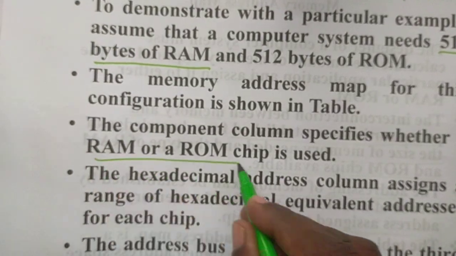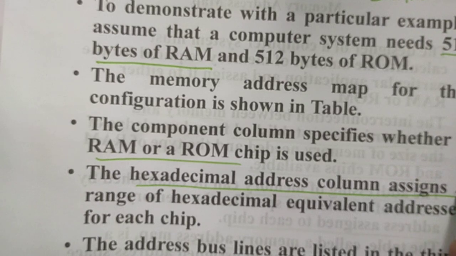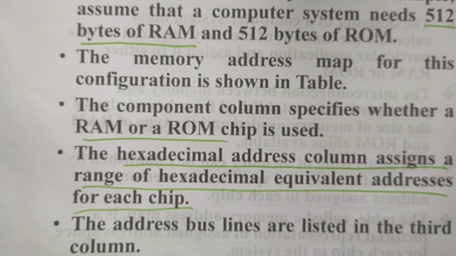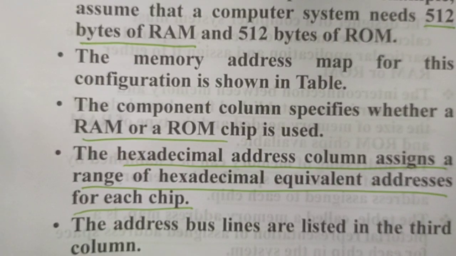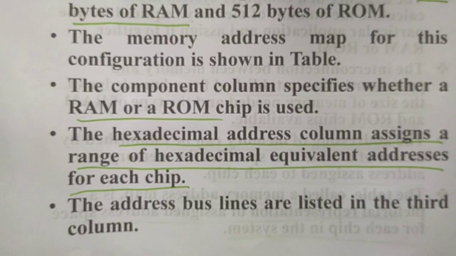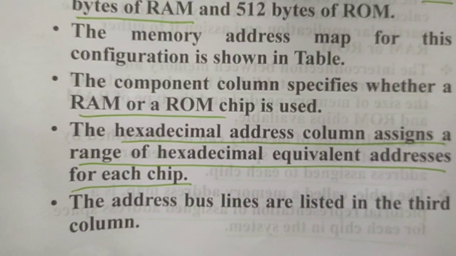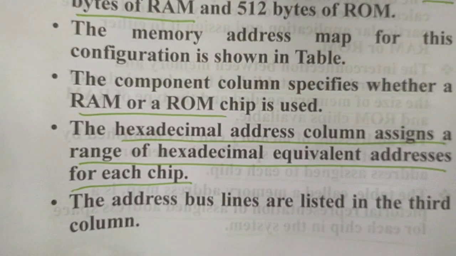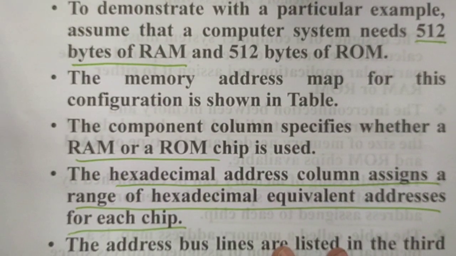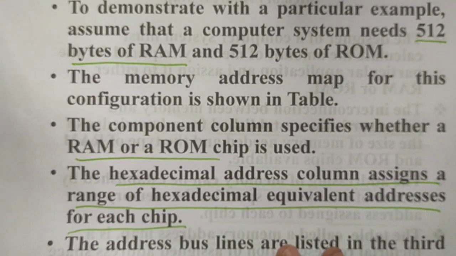Another is the hexadecimal address column, which assigns a range of hexadecimal equivalent addresses per chip. Why is hexadecimal considered? Because most of the time a maximum of 16 bit address will be considered, for that reason it is a hexadecimal address. And I will show you how to define the address bus lines. But normally, whenever we consider an address map, we consider 16 bit, as I will show you.